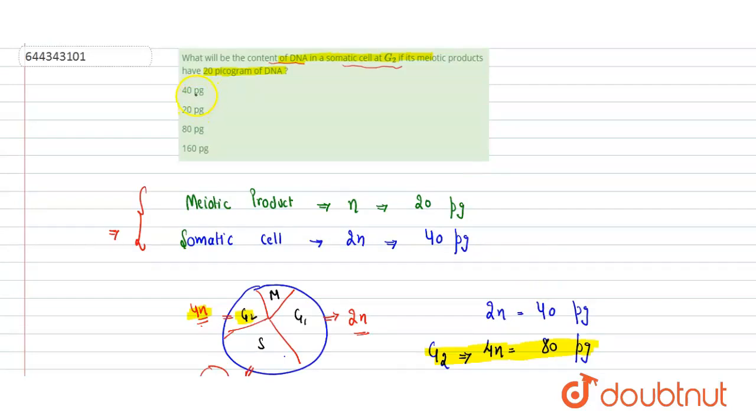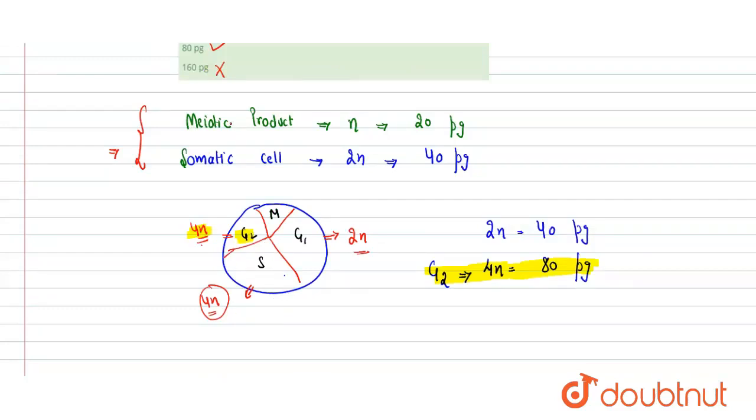If we see the options, 40 wrong, 20 wrong, 80 correct, 160 wrong. So option C is the correct answer for the given statement. Hope you get it. Thank you.